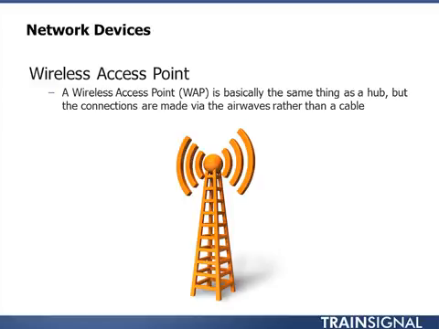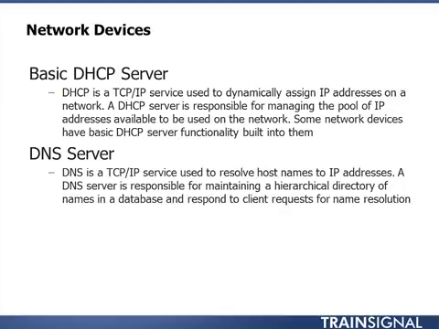It can also be similar to a switch. Depending on the wireless access point, it can have switching type functionality instead of hub-like functionality. But then you're getting a little bit crazy with sophistication. So we'll just think of it like a hub. We have our basic DHCP servers and DNS servers, which I've talked about in previous lessons.